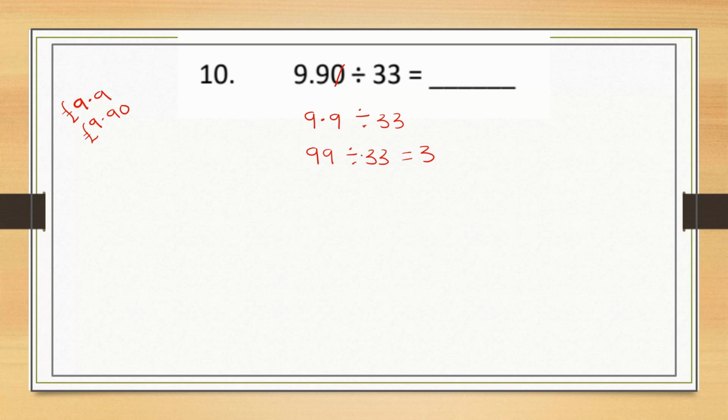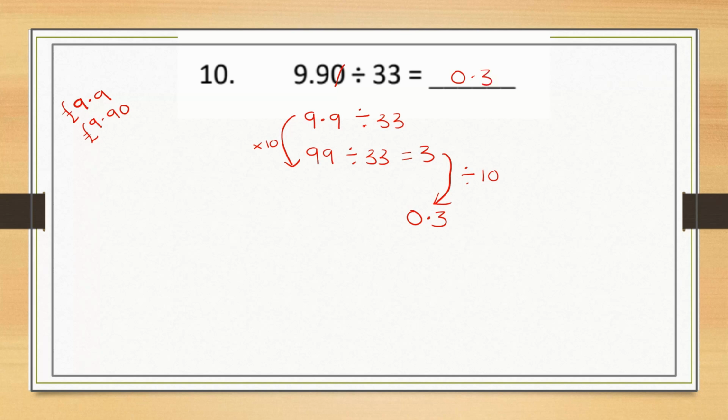So next I'm going to ask you, what's the relationship between 9.9 and 99? What have I done to 9.9 to get to 99? I have made 9.9 10 times bigger. So my answer, 3 here, it's 10 times too big to the answer that I need to the question of 9.9 divided by 33. So what do you think I'm going to do to that answer to compensate for the fact that it's 10 times too big? I'm going to divide it by 10. So what's 3 divided by 10? The answer is 0.3.